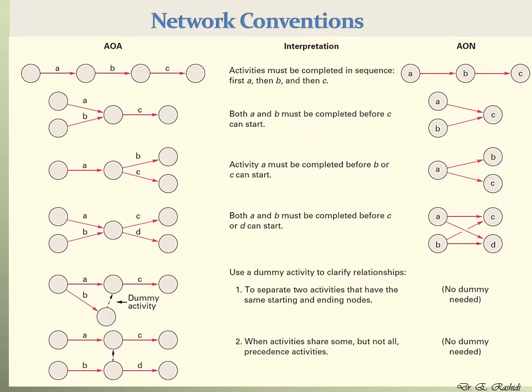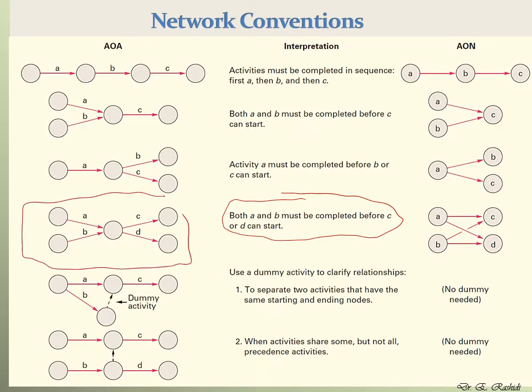The fourth scenario. In this scenario, both A and B must be completed before C or D can start. So in an AOA network, this is how we show it. Activity A is on this arrow, activity B is on this arrow. Both A and B must be completed, and we must get to this node here until C or D can start. So C or D cannot start until we get to this node right here, and that's where A and B are completed. So now let's see how we can do this in an AON network.